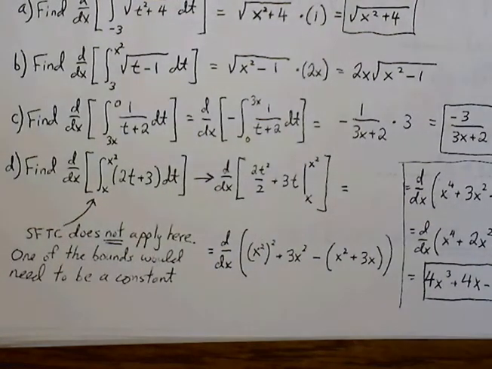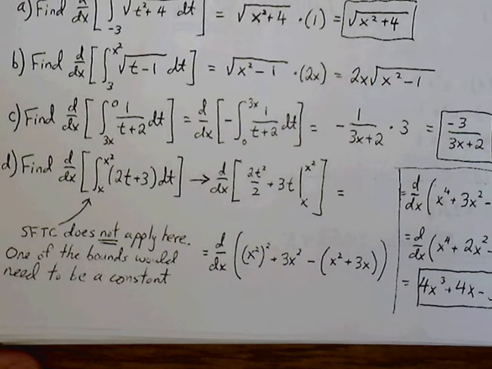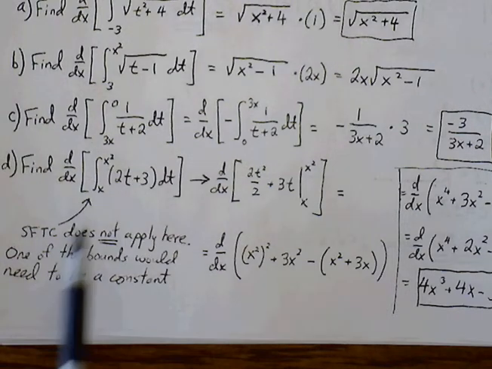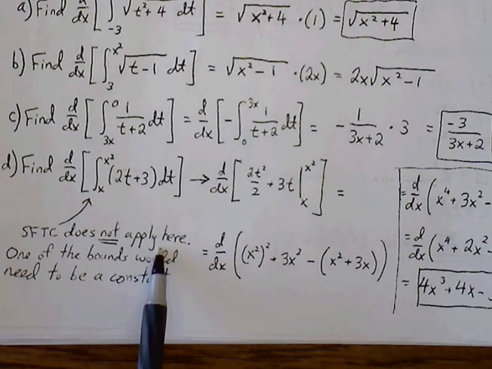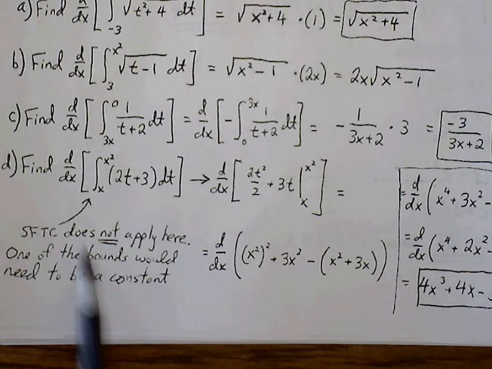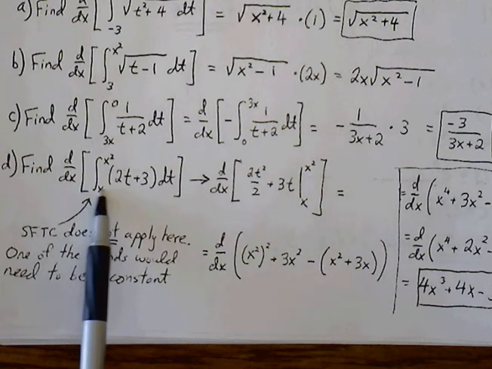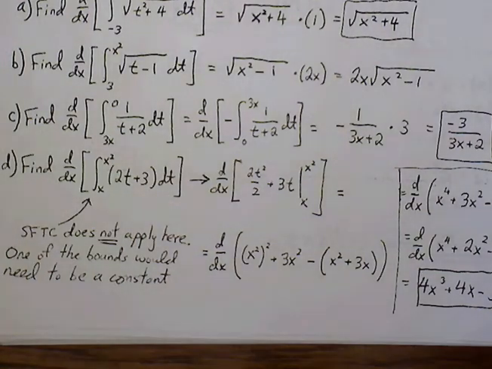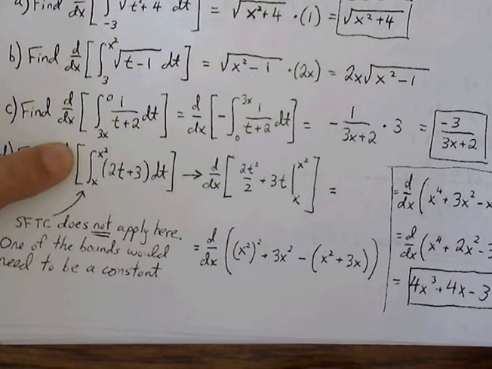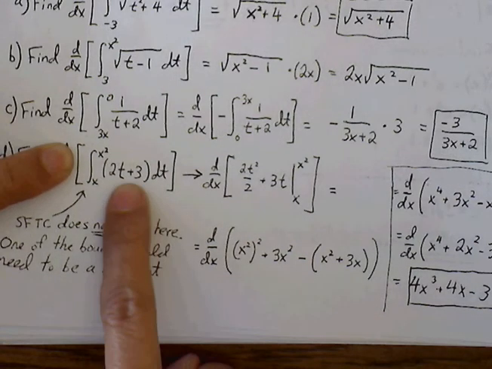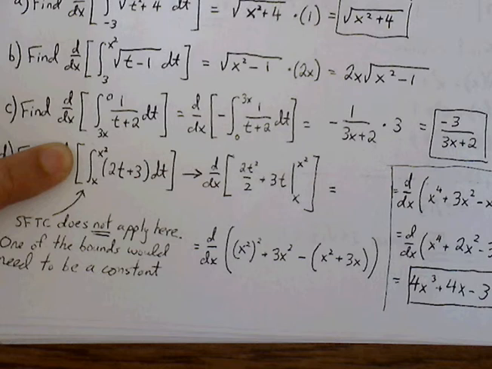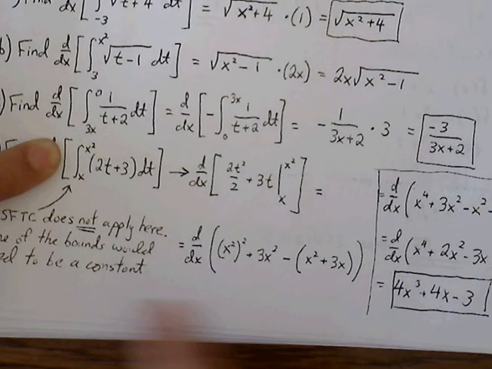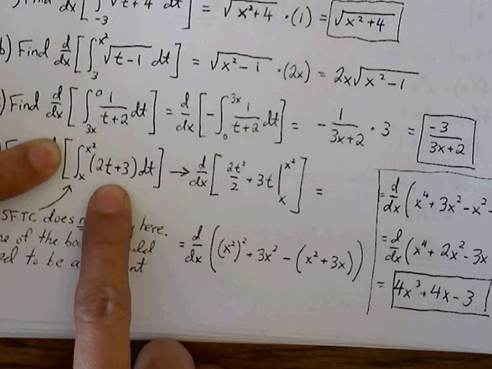All right, the last example here. Find the derivative of the definite integral from x to x squared of 2t plus 3. Here's the problem: we can't use the second theorem of calculus because one of the bounds would need to be a constant. We have two variables here, so we're going to have to evaluate this step by step. We're not going to be able to use the second theorem of calculus. So we're going to ignore the derivative for now, and we're just going to focus on finding the integral of this function.